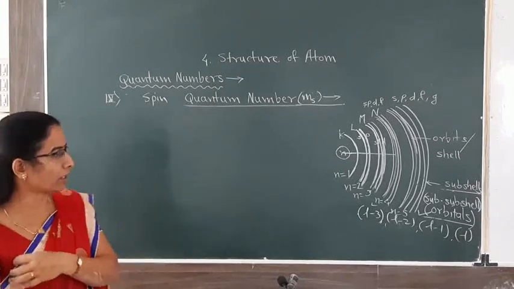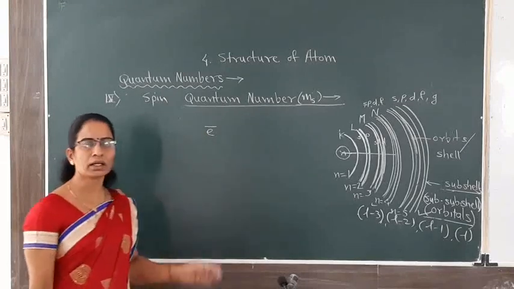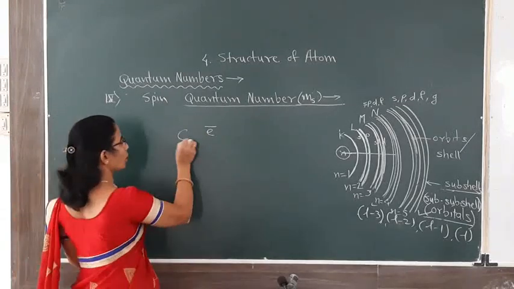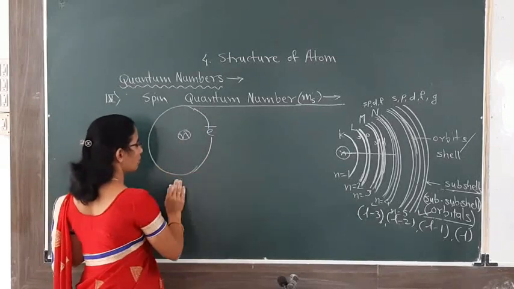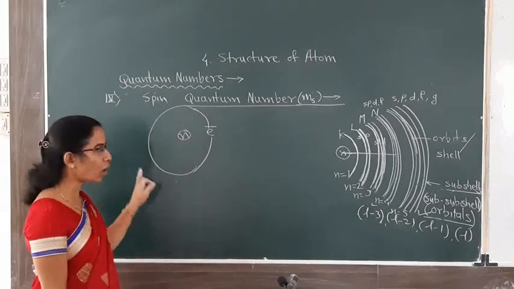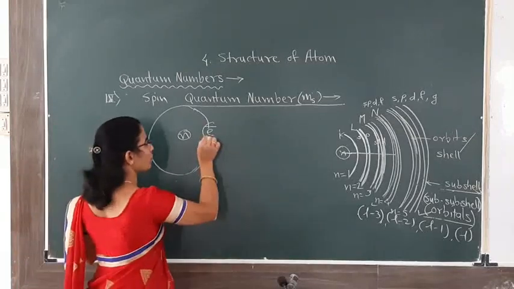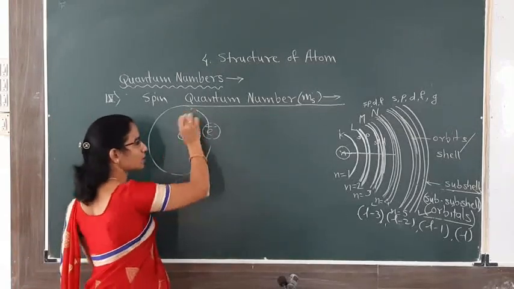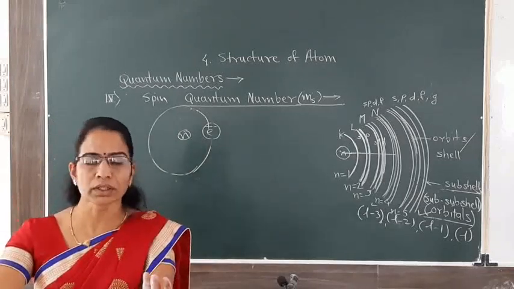Just like that solar system, we know that the electrons are also revolving around the nucleus in a circular path. So they are having the orbital motion, and also when they are revolving around the nucleus, they are revolving or rotating around themselves.